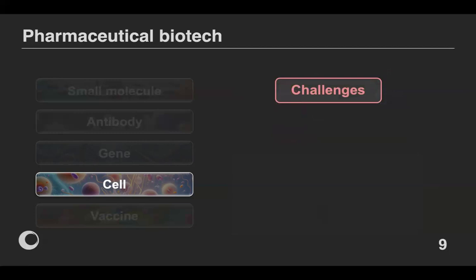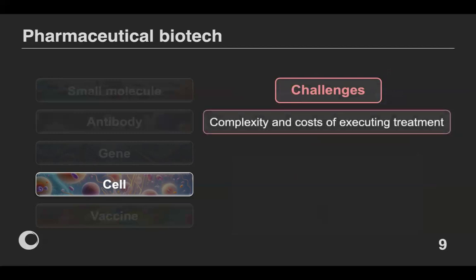And so some of the challenges within this industry, one is the complexity and cost of executing the treatment, mainly because you're not having a system where you're manufacturing these upstream and you're actually going in with each individual patient having a personalized treatment that can be really complex and very costly.